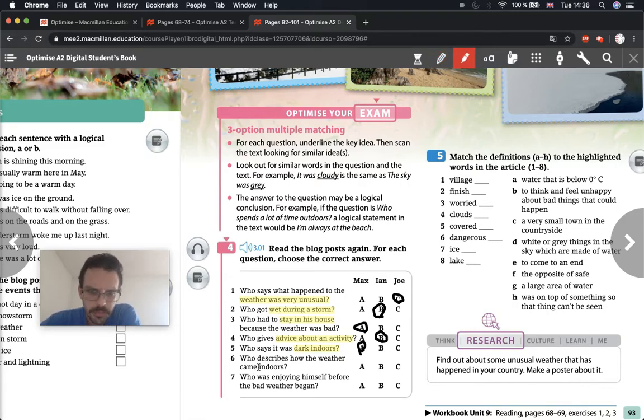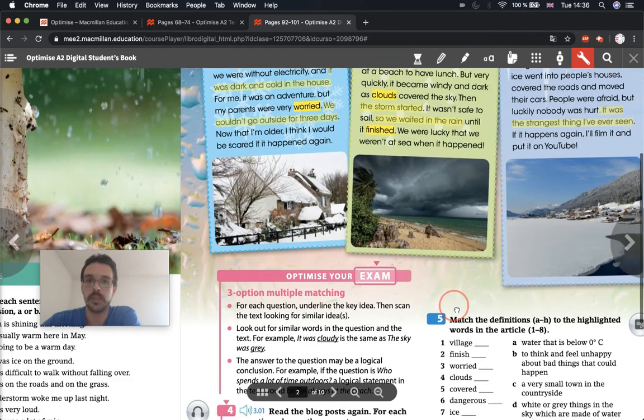Okay, 2 more. Who describes how the weather came indoors? Who describes how the weather came indoors, right? So came inside. The weather came inside. Strange kind of concept. Let's have a look.